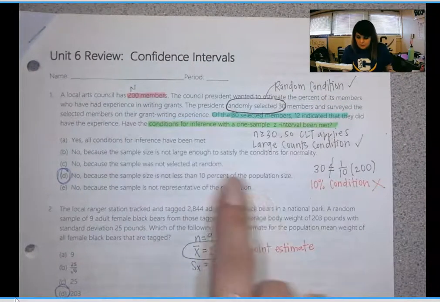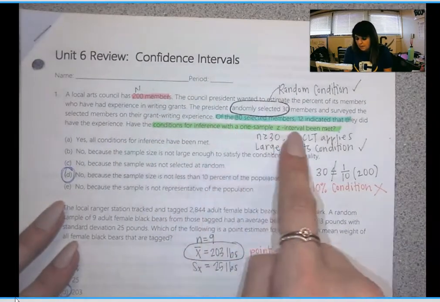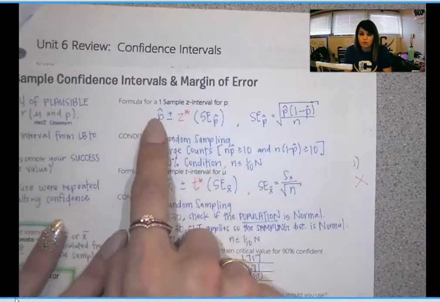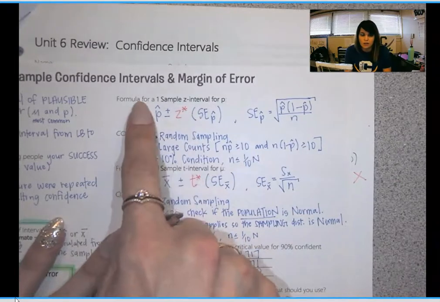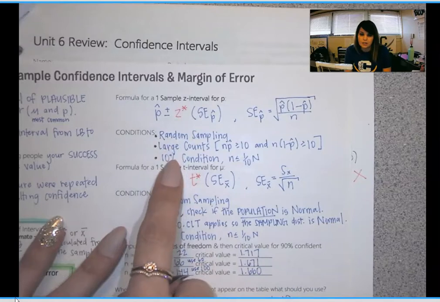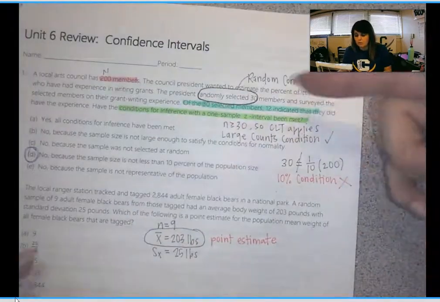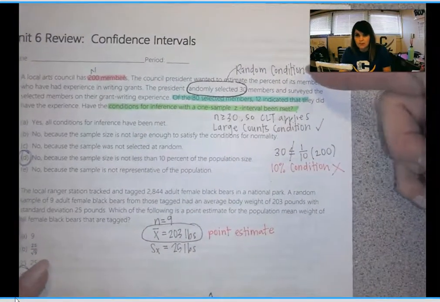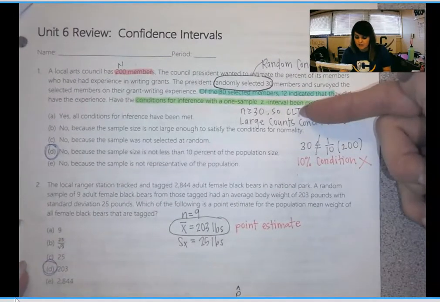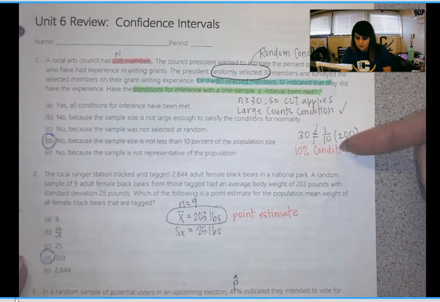So this problem specifically says, have the conditions for inference been met for a 1 sample z interval? And I have a portion on my overview that specifically applies to that. So 1 sample z interval, what conditions do I need to check? These are the 3 things that I need to check. So you can see my reasoning written around the problem. I checked randomness, I checked sample size, and I checked the 10% condition.